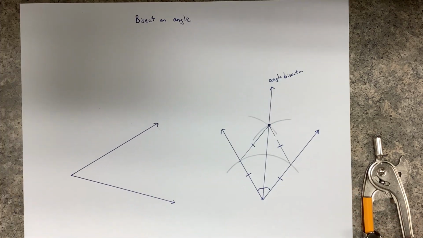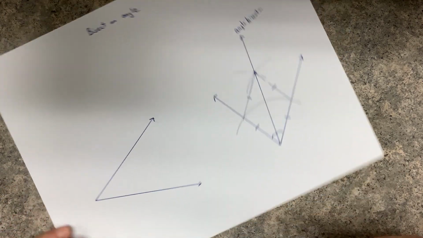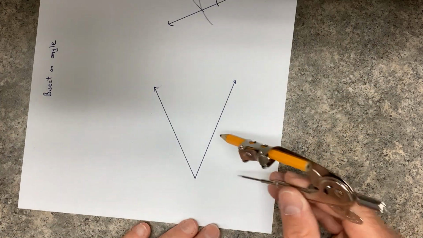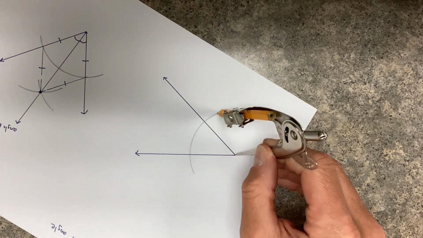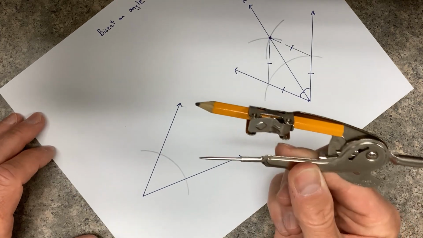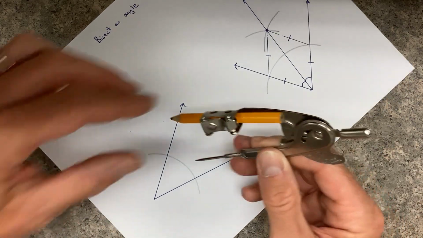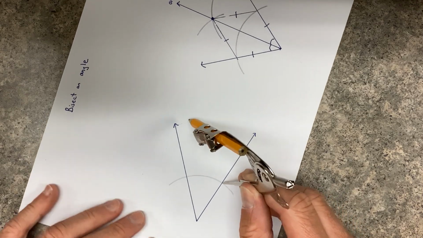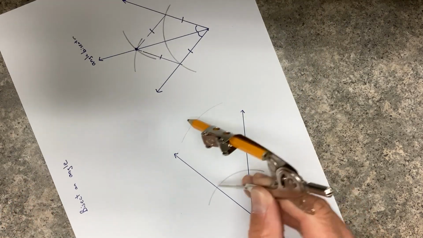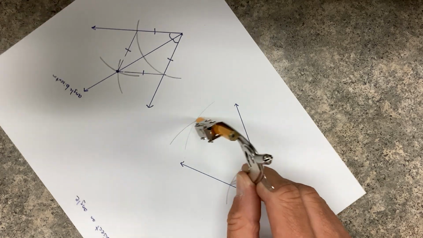I'm going to show you the process again. I'm going to bisect this one. I'm going to turn my paper a little bit. I'm going to make the circle. And again, it doesn't matter the length. I don't even have to change the length of this. I could if I wanted to, it doesn't matter. Let's make it bigger this time. It won't matter. Take my sharp point on the one, make my tick mark, sharp point on the other, make my tick mark.